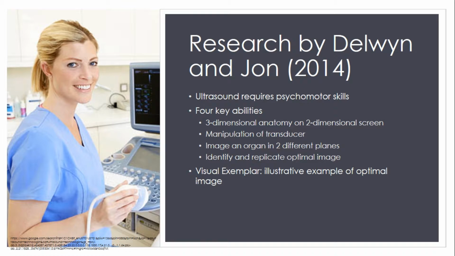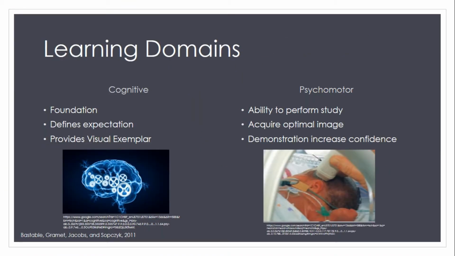So, using my example from earlier, if a student were learning to scan kidneys, the student would first need to see several images of an acceptable kidney ultrasound image, along with education to obtain that proper image. Thus, in order to obtain the needed psychomotor skills, the technologist must first have the knowledge and visual exemplar. So, with that knowledge, it was determined that both the cognitive and psychomotor domains needed to be addressed.